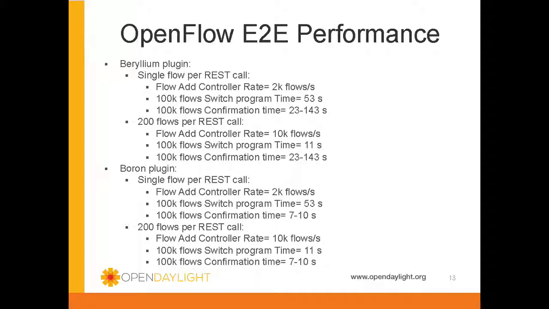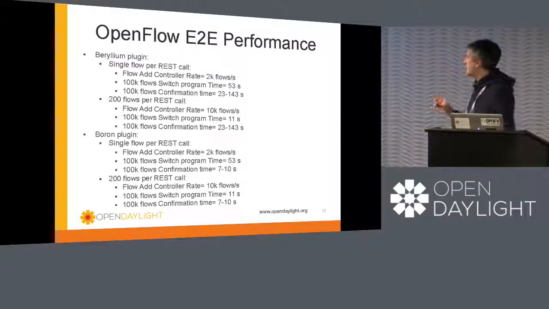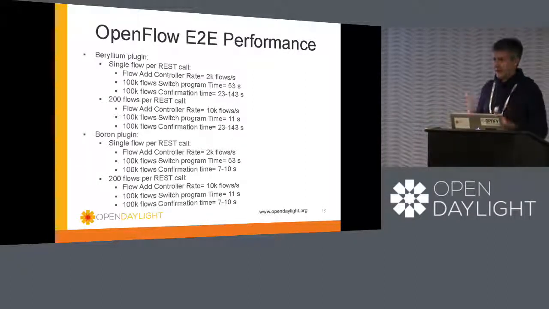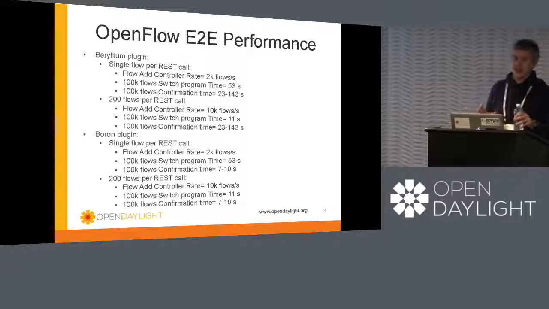We can come back to any result if there are questions after this presentation. So this is only between the Beryllium and Boron plugins in OpenDaylight, and this is to show something interesting. OpenDaylight supports not only flow-by-flow programming, but also batch programming. So what is batch programming? Batch programming is that you have a REST interface, and instead of programming flow by flow, the REST API allows you to put many flows in one single request.